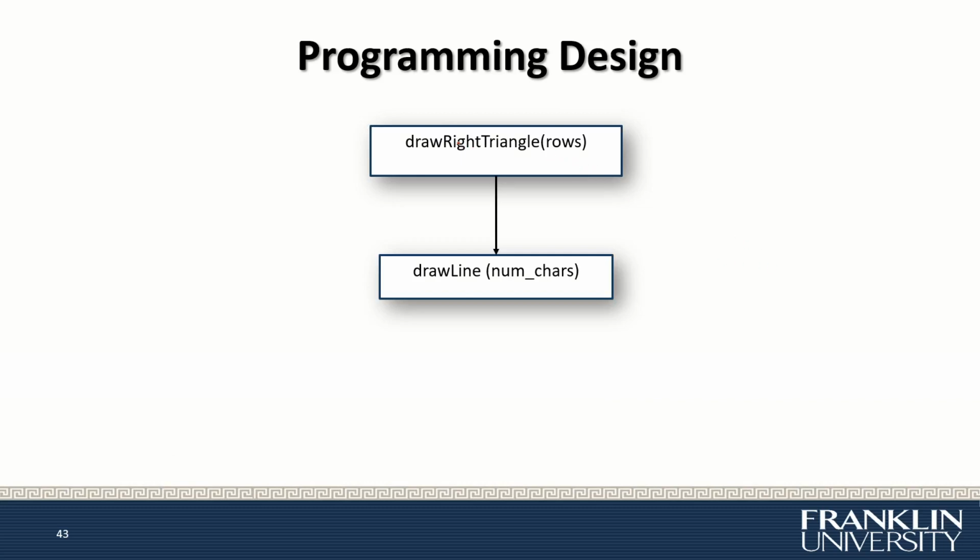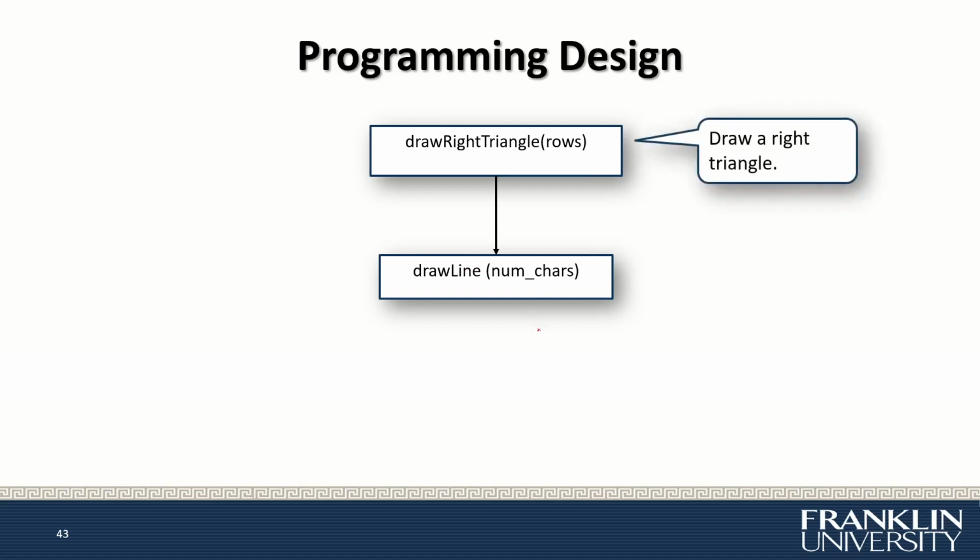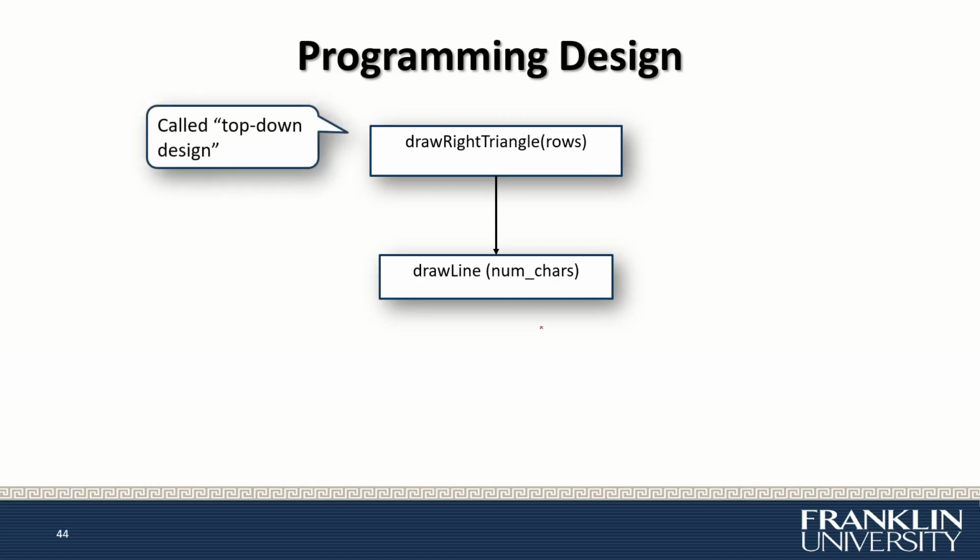So if I break it down into functions, my main overall function is to draw a right triangle. But to draw a right triangle, I need to draw a line. And this is my plan to draw a right triangle. And these are the functions I'm planning to write. You can see that this is what we call a top-down design. My high level is draw right triangle. My low level is draw line.